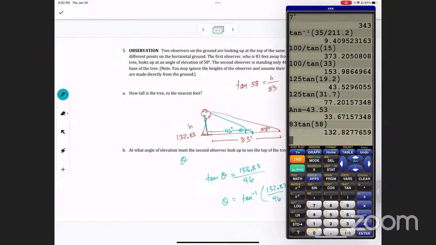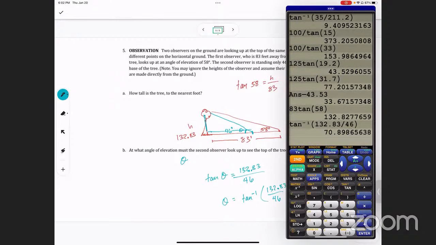Well, what you would do is close the parenthesis, then do the -1. No, I don't think that would work. I don't know, maybe it would. I've never done it that way. Let's test it. 132.83 divided by 46. So there's the answer.